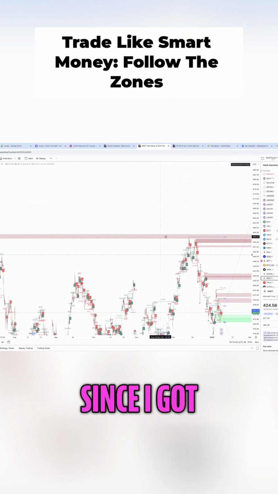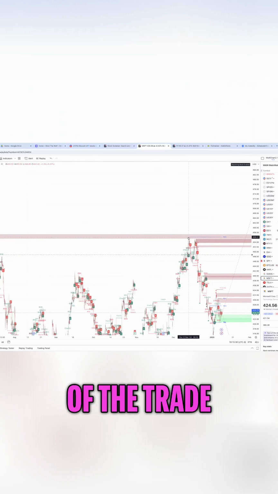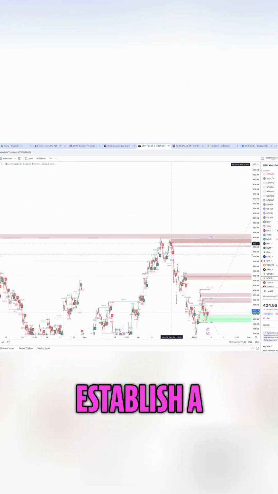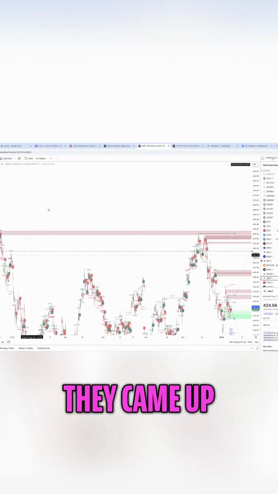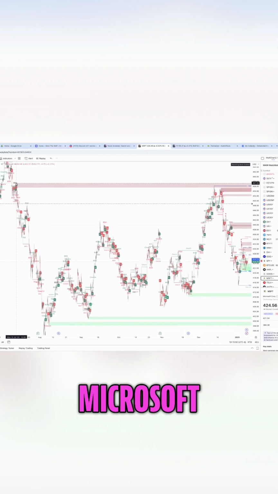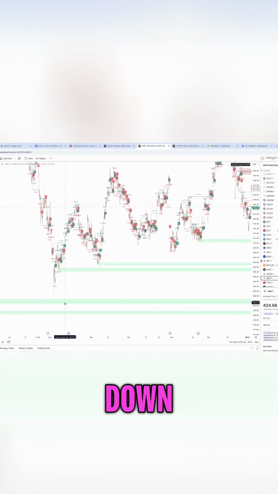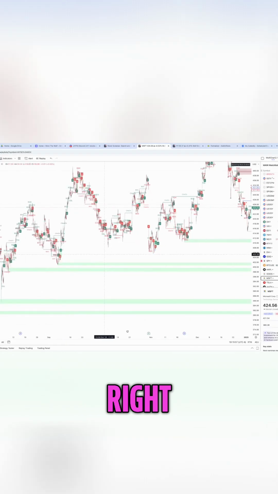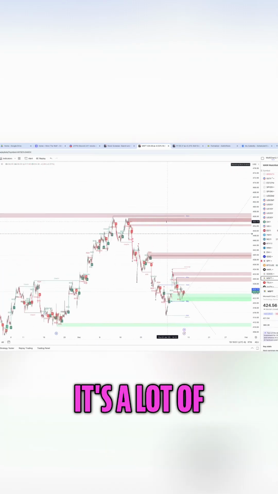Since I got this chart, I don't have any questions that I have to add. I know that I'm getting out of the trade. If I'm in calls, I'm taking profit here, and I'm looking to establish a put position if they get weak right here, because I can already see that the last time they came up here, they dumped Microsoft from 457 all the way down to 385, right? And then this is the first retest of that zone right here. So I know that it's a lot of sell pressure right there.